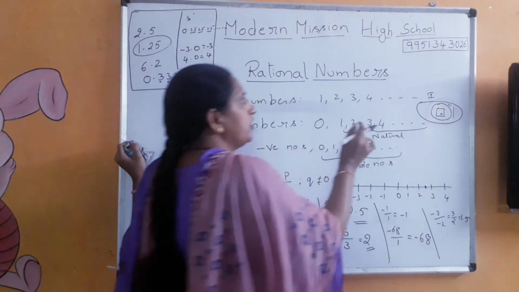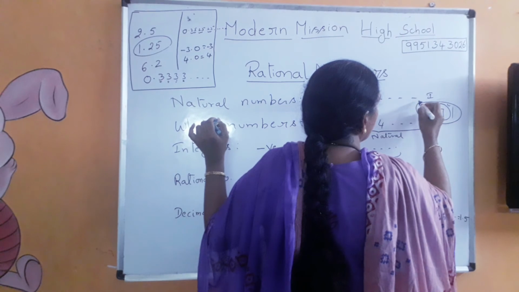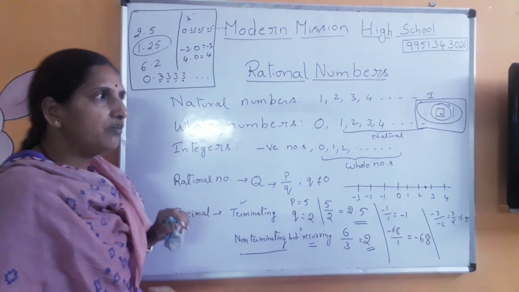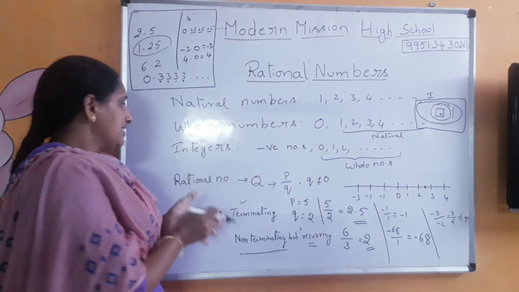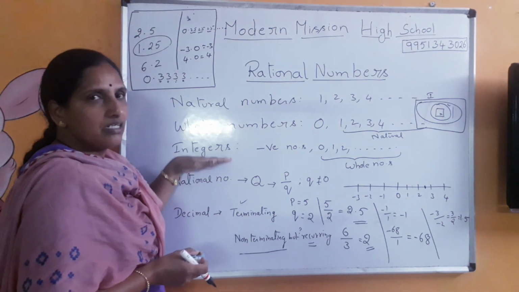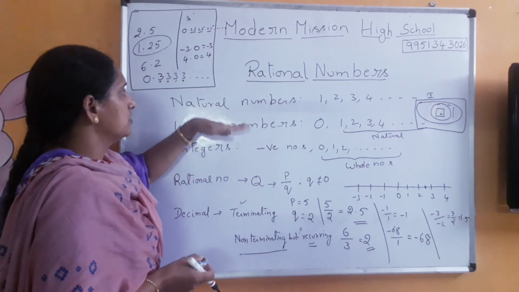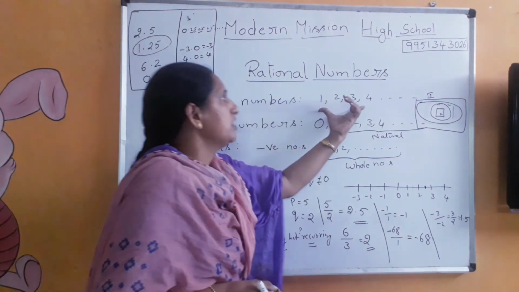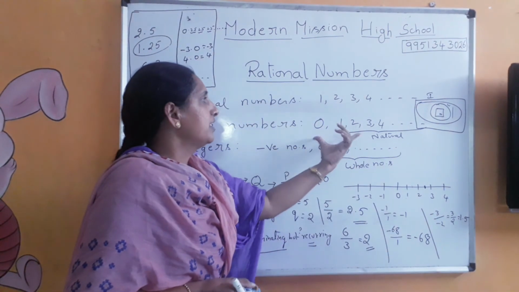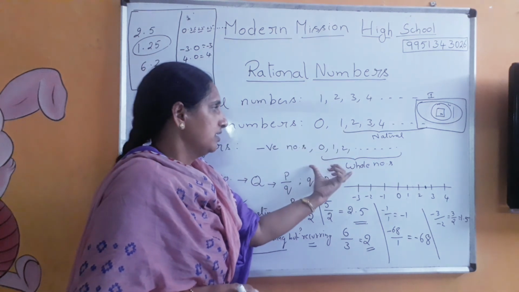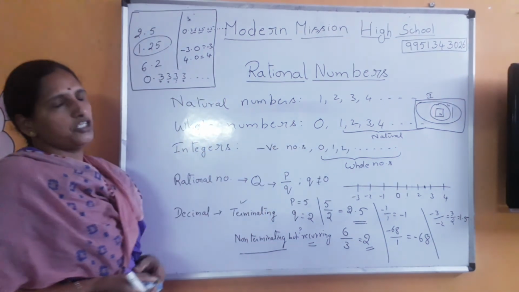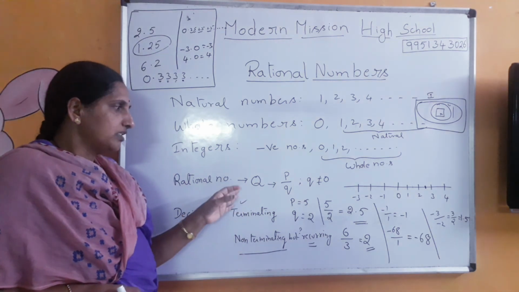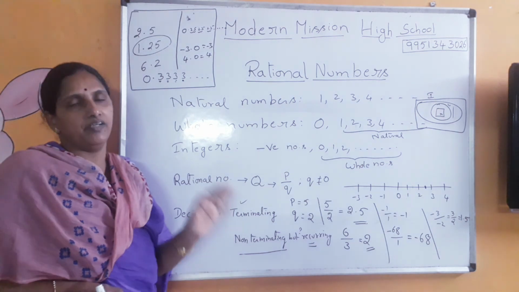So what is the other group that you have here? This is a big group of rational numbers. Inside rational numbers you have integers. Inside integers you have whole numbers. Inside whole numbers you have natural numbers. It is something like that. Natural numbers are the smallest group, then whole numbers, then integers, then rational numbers. So this is how a rational number is defined.